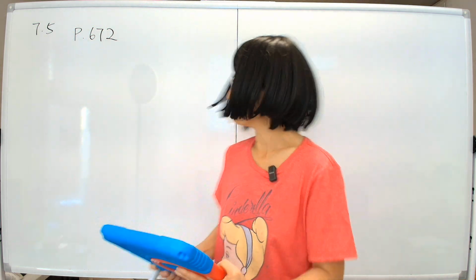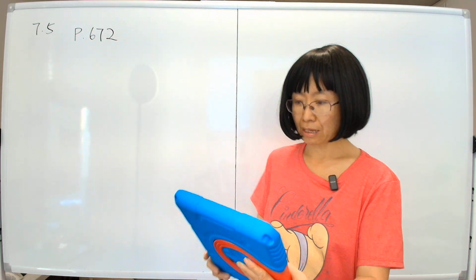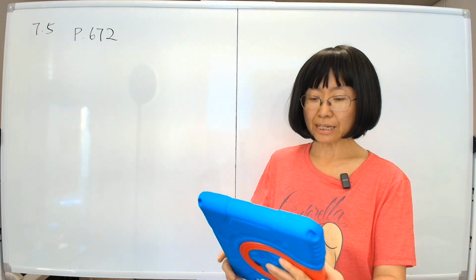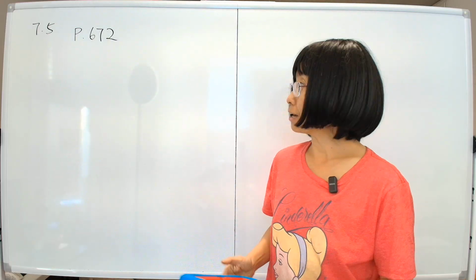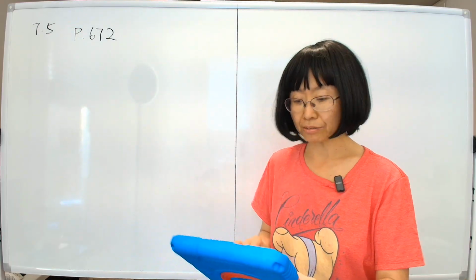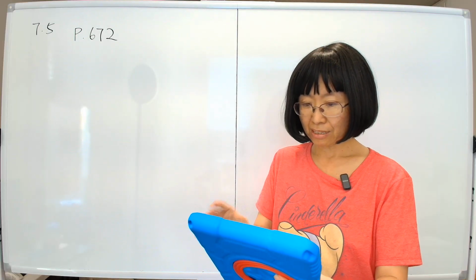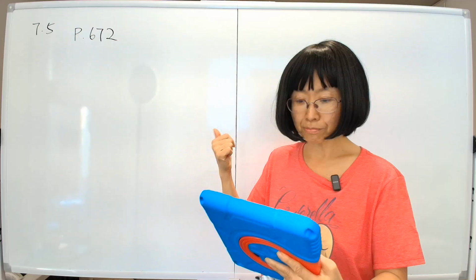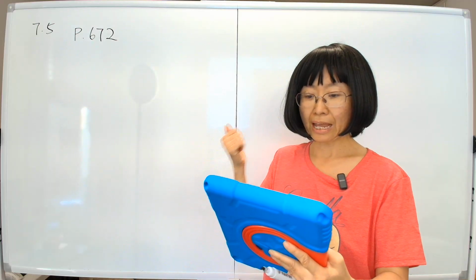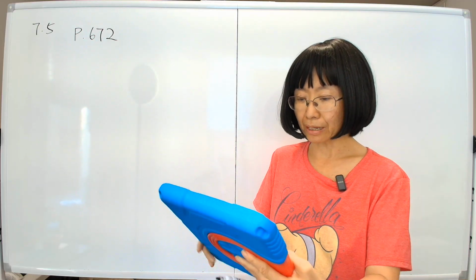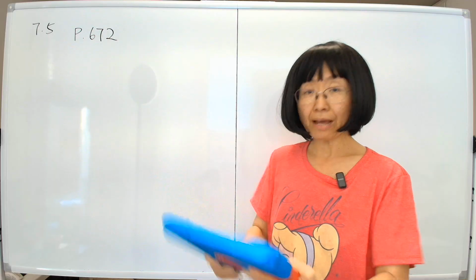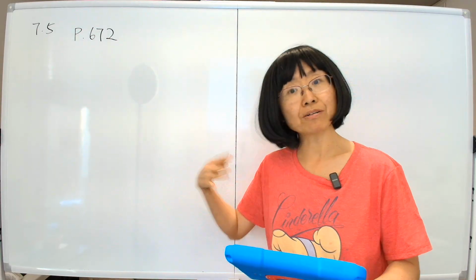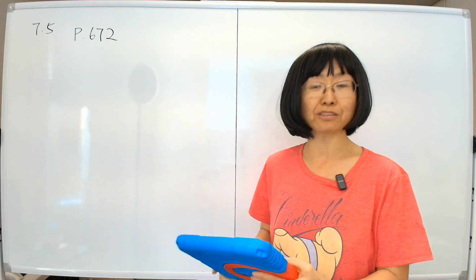Section 7.5 on page 672. The last one we are going to do is conic sections. I'm sure you've already done conic sections in the past: the parabolas, the ellipse, which includes the circle, but we're not going to talk about the circle much, and lastly, the hyperbola. You have probably done it, but the book wants to review it and go into a little more detail, so we're going to do that.